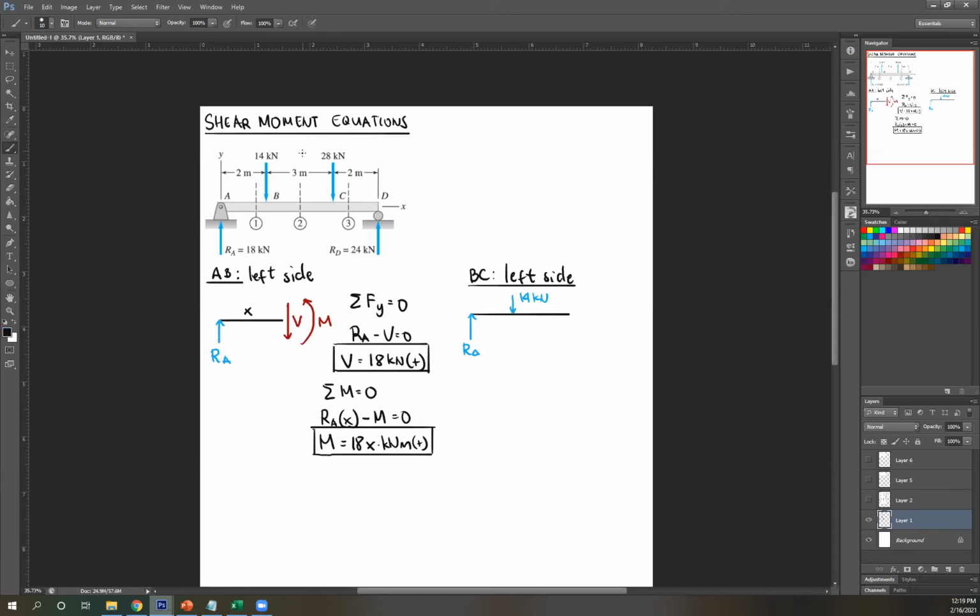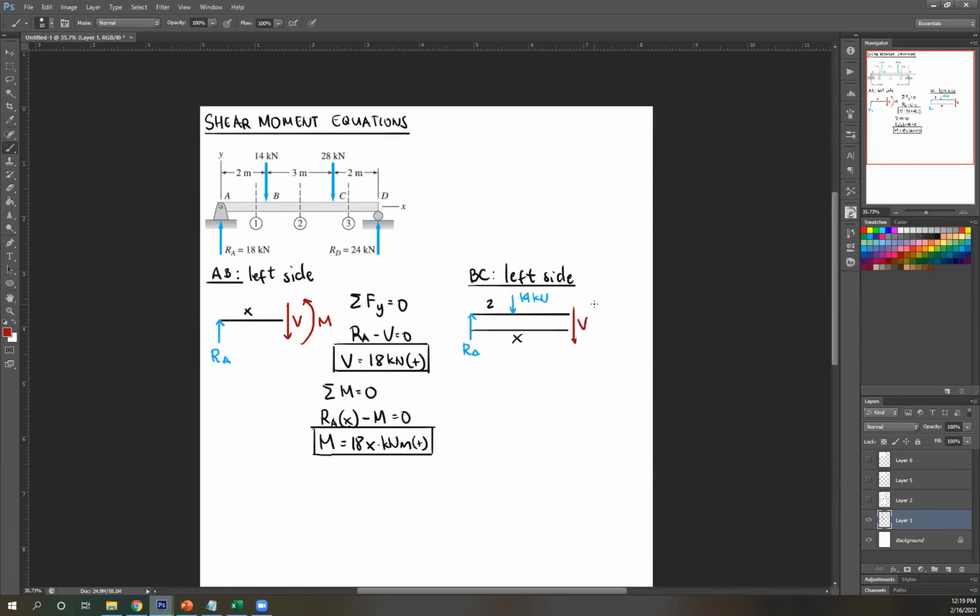So again, RA, cut here, isolate that. There's only two forces there, right? And then this distance is 2. And then take the distance from your support to where your cut is as X, right? Then figure out the direction of your shear and moment. So again, make an intelligent guess. This is 18 upward, 14 downward. To make this in equilibrium, I need another force downward. So assume V as downward.